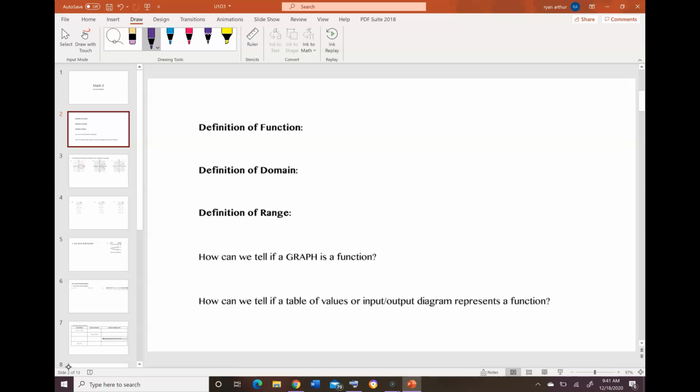The definition of a function is a relationship where each x value has one y value. That's very important, because that tells you if it's a function. Each x value can only have one y value.